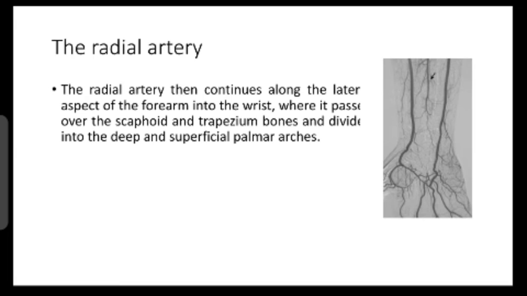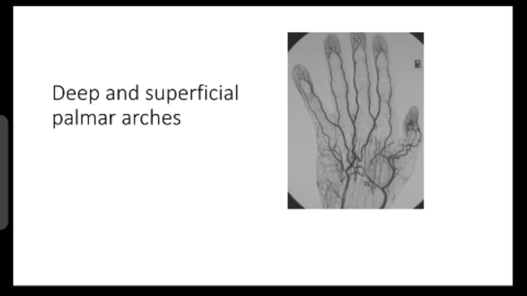The radial artery will continue along the lateral aspect of the forearm into the wrist, where it passes over the scaphoid and trapezium bone and divides into the deep and superficial palmar arches. So these are the deep and superficial palmar arches on angiography.